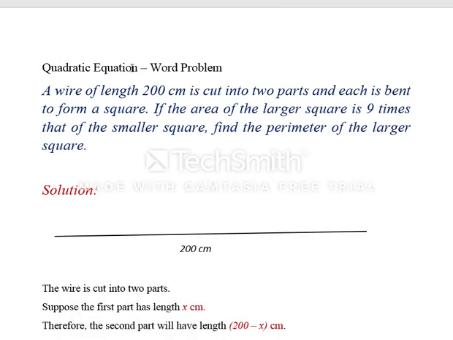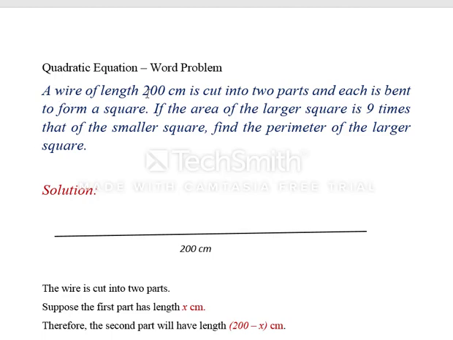Today we are going to use a quadratic equation in a word problem. The question is: a wire of length 200 centimeters is cut into two parts and each part is bent to form a square. If the area of the larger square is 9 times that of the area of the smaller square, find the perimeter of the larger square.